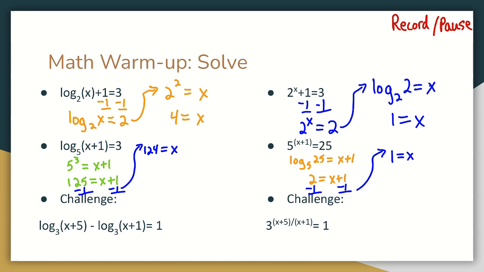Have a couple challenge problems here. I don't have a lot of room here to do them, but we'll see what we can do. So what I see is that these are both log base 3, which means we're probably going to need to do some kind of a log property. So I'm going to rewrite those into log base 3 of, in the numerator, x plus 5, and in the denominator, x plus 1, and that equals 1.